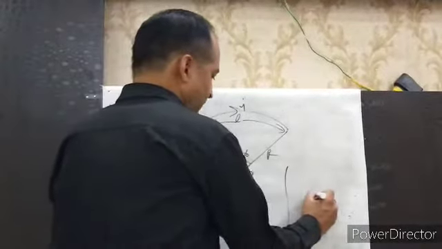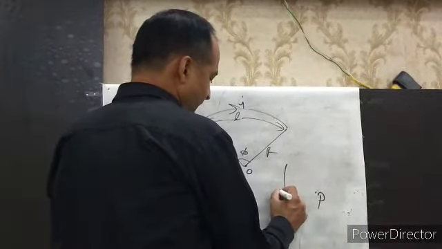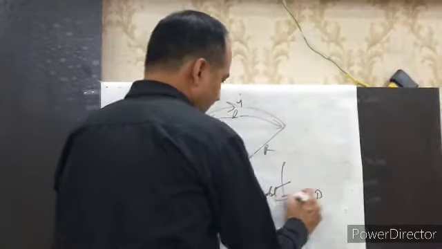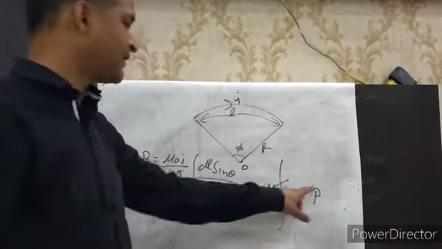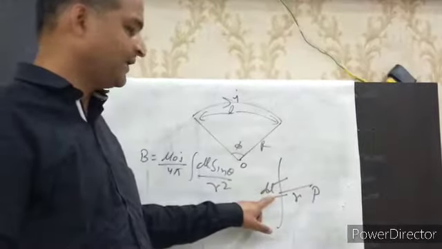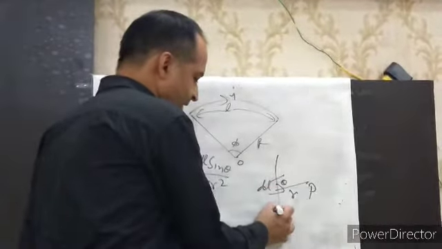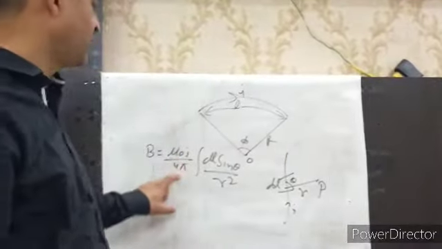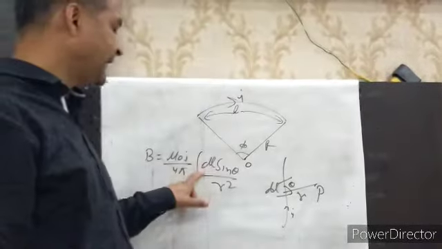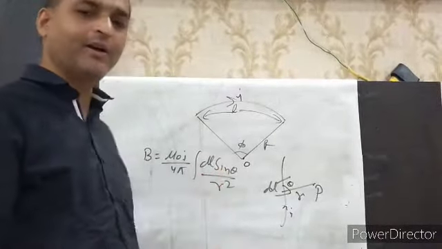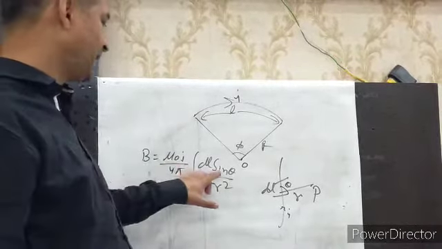Suppose this is the point, this is the element dl, and this is small r. r is the distance of the point from dl, the element of the wire, this angle is theta, and this is current I. Then B equals mu naught I by 4 pi integration of dl sin theta upon r square. Clear? You have clear every term.